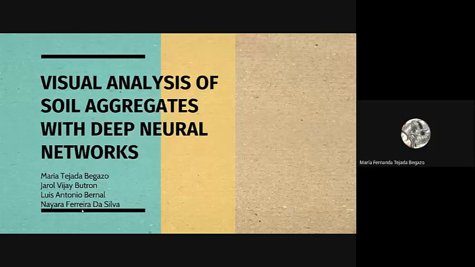Our group presents the project Visual Analysis of Soil Aggregates with Deep Neural Network. The members of the project are Maria Tejada, Jarol Vijay, Luis Antonio, and Nayara Ferreira.